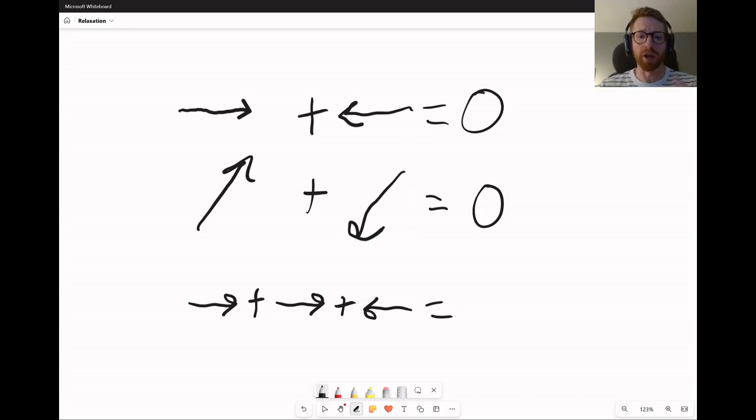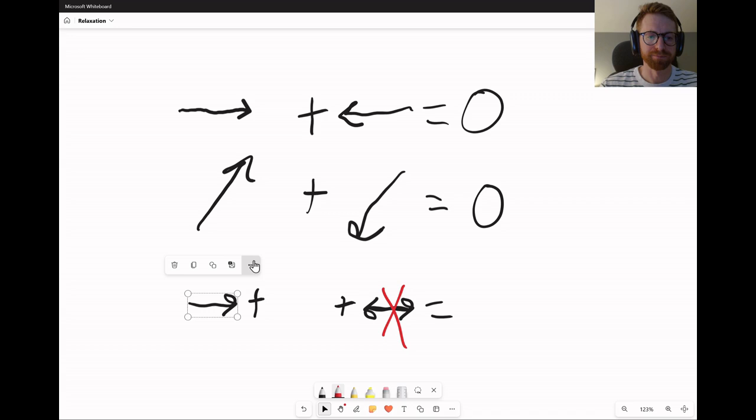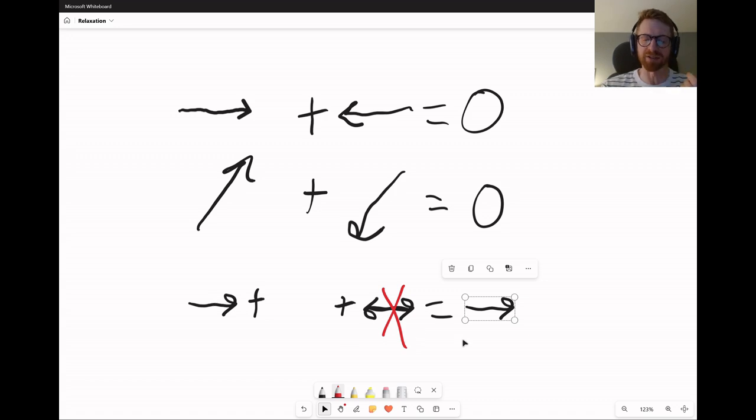So what about this scenario where you have these 3 vectors that you're adding? These vectors are going to cancel. But we're going to be left over with this vector. So the sum of these 3 vectors is just going to be this vector, because these vectors cancel. Okay, so that's basic vector addition.